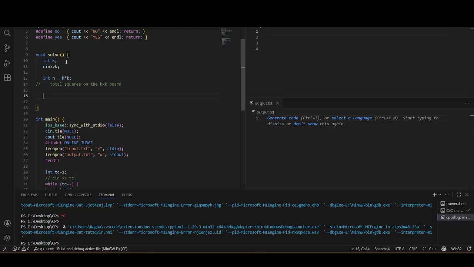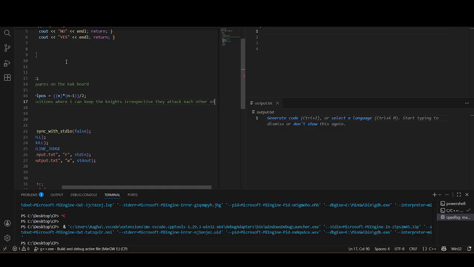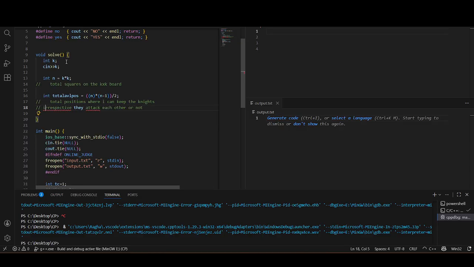So I will be finding the total available positions. That is n into n minus 1 by 2, or you can simply say nC2. So these are the total positions where I can keep the knights, irrespective of whether they attack each other or not. Like, these are the total number of positions where I can keep them.